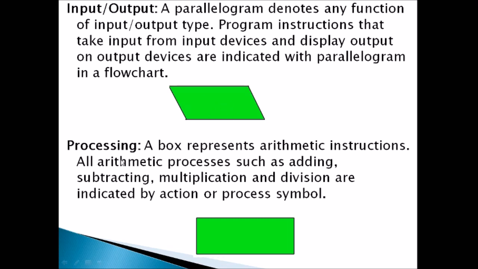And next symbol is processing. All the arithmetic instructions or calculations and all the declarations should be given in this box. Okay, so this is called a rectangle symbol. This rectangle symbol should be used for all the arithmetic calculations and then declarations. The arithmetic calculation can be anything: addition, subtraction, multiplication and division. Okay, so all the things should be given in this symbol.